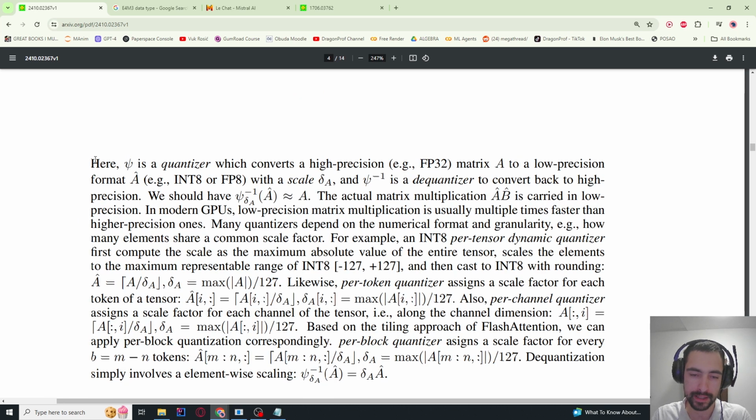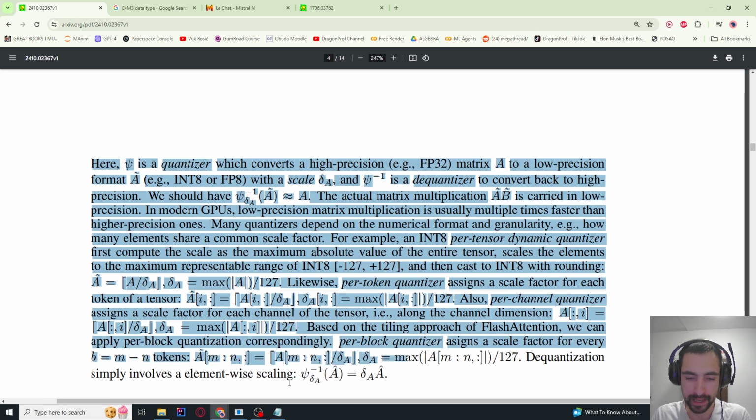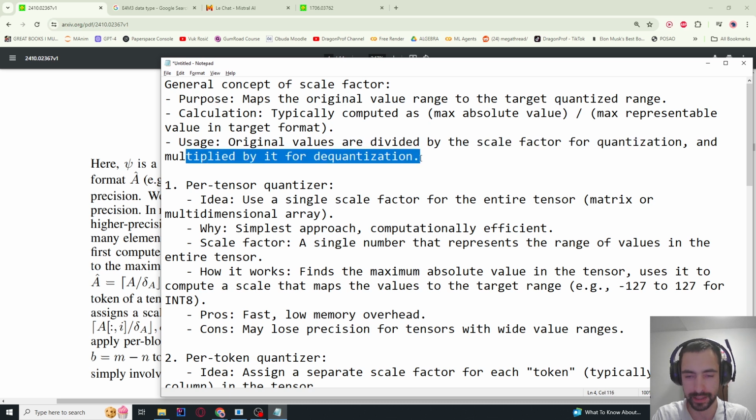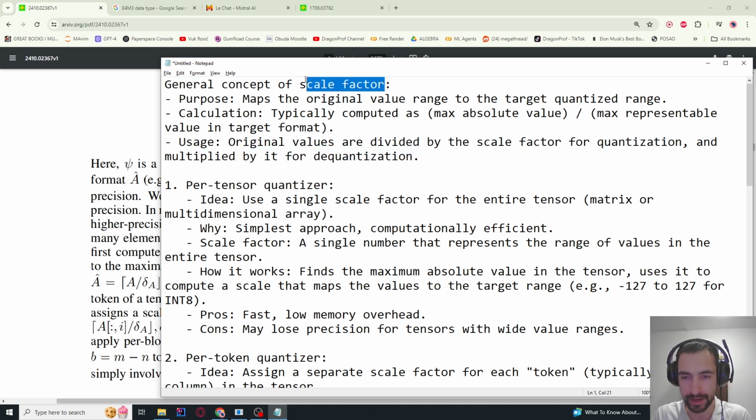Let's talk about these quantizer types, but this is a bit dense, so I got a better version here. Original values are divided by the scale factor for quantization and multiplied by it for dequantization. So there is this concept of a scale factor.